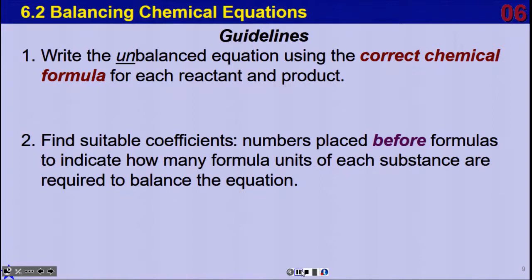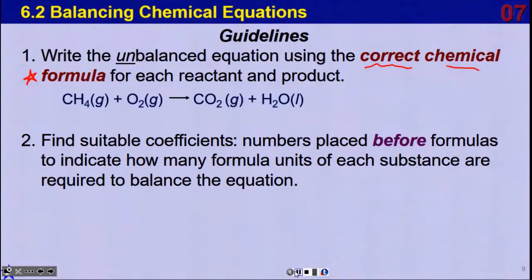So you're going to start by writing an unbalanced equation using correct chemical formulas for each reactant and product. We can't say it more emphatically enough that the correct chemical formulas have to be used here for each reactant and product, which is why we've spent some time talking about names of compounds. Unless you've named and put formulas together correctly, the balanced equation will be meaningless.